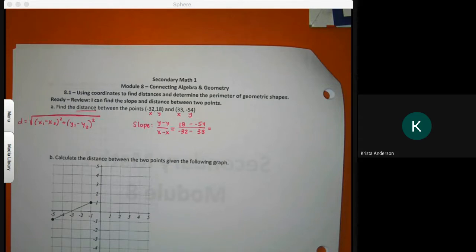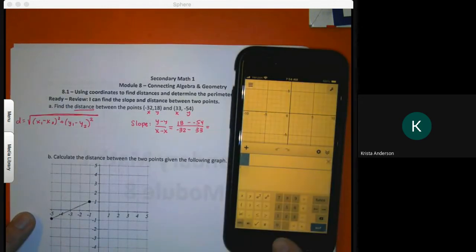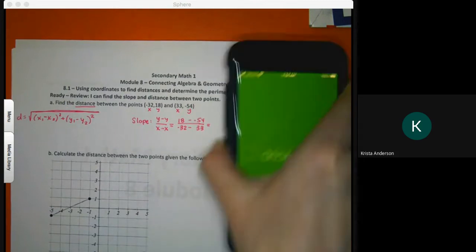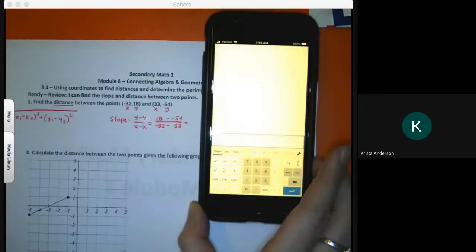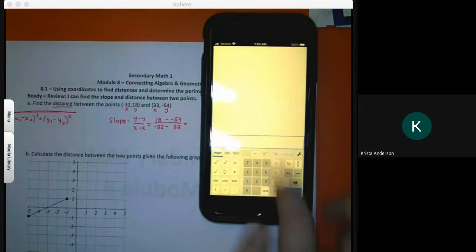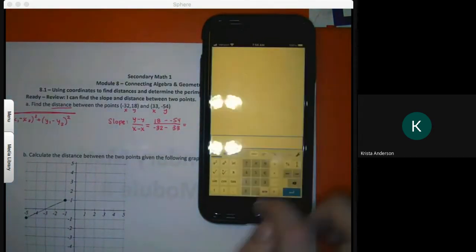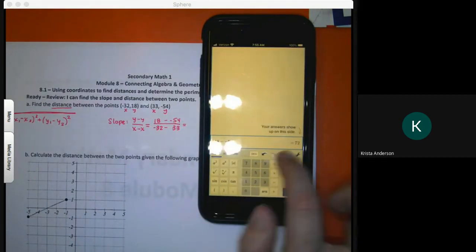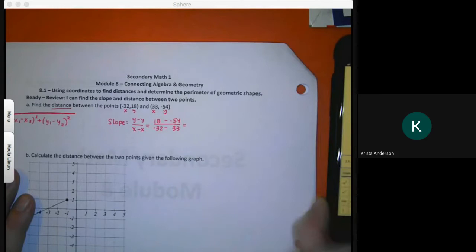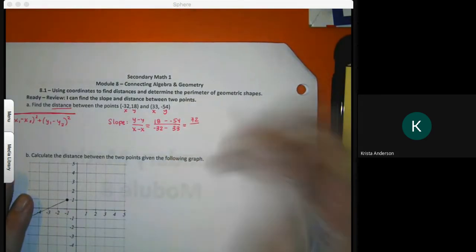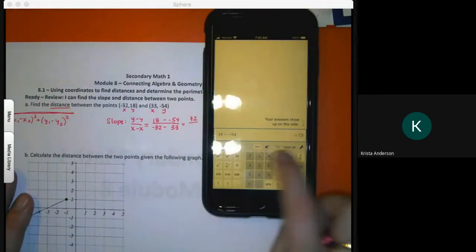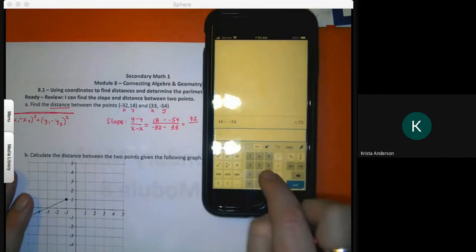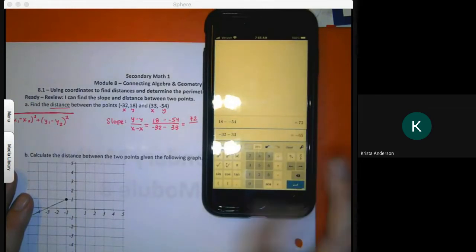I'm going to use Desmos. Oops, that's the graphing one. I want scientific. So I would calculate 18 minus a negative 54, which would become a plus. That gives me 72 on top. Over, then I would do a negative 32 minus 33 is negative 65.